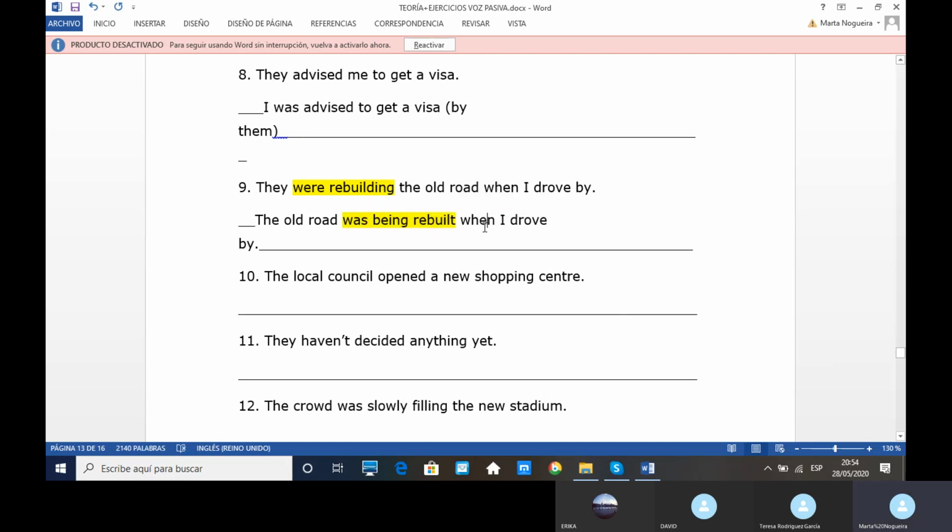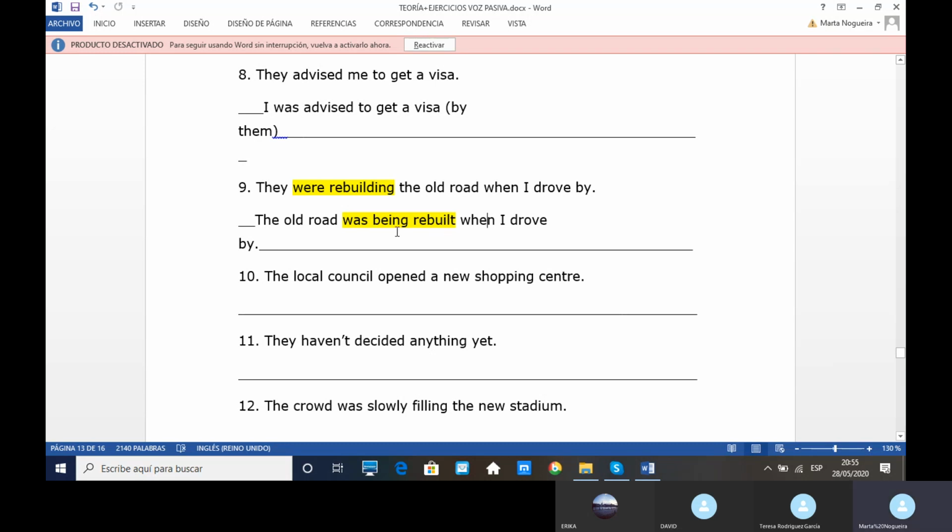Pues a ver, the old road es el objeto, lo pongo primero, ¿vale? El they, ya hemos dicho que cuando normalmente es they, como aquí, no se pone, aunque si lo pusiera sería by them, el objeto, ¿no? Como aquí. Vale, were rebuilding. Past continuous. ¿Cuál es el past continuous del verbo to be? Pues was, be, y luego con ing, ¿no? Entonces, was, porque es singular, y being, porque estaba siendo reconstruido, y rebuilt, participio. ¿Ok? Was being rebuilt. The old road was being rebuilt when I drove by.